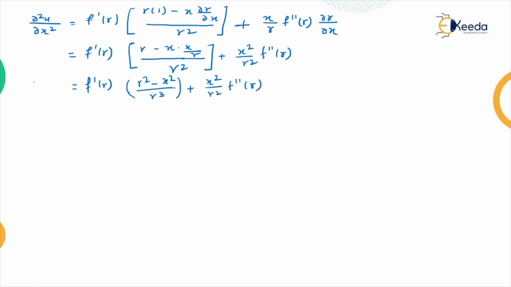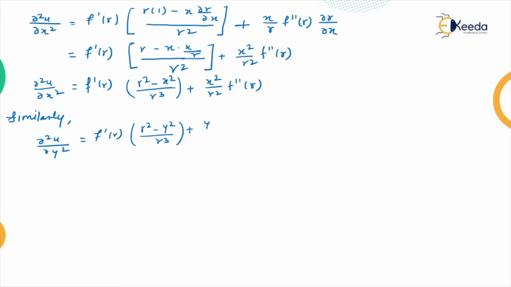So this is ∂²u/∂x². Now similarly, I am writing directly ∂²u/∂y², and it will take the values f dash of r. Now here ∂²u/∂y², similarly I am taking. Replace x as y, so (r square minus y square) divided by r cube, plus y square divided by r square, and f double dash of r is there.